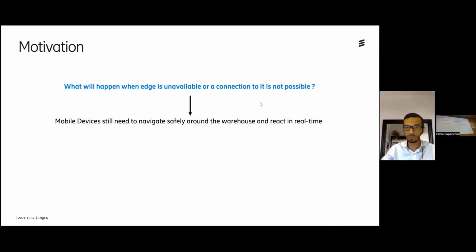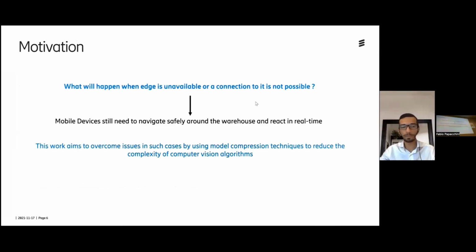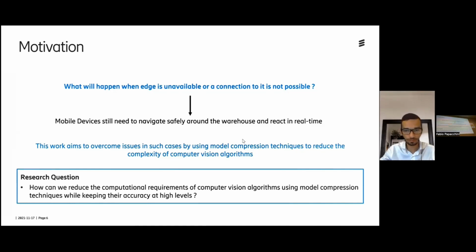The mobile device still needs to navigate safely around the warehouse and react in real time to static and dynamic obstacles. And this work aims to overcome such issues of the unavailability of the edge by using model compression techniques to reduce the complexity of computer vision algorithms and aims to execute everything locally at the mobile device.